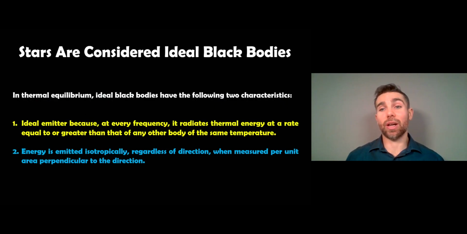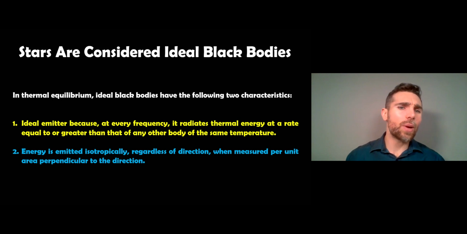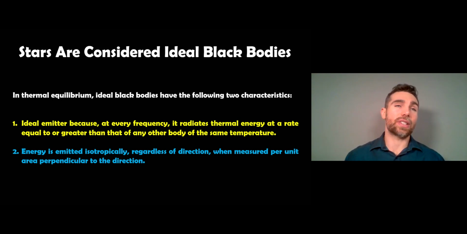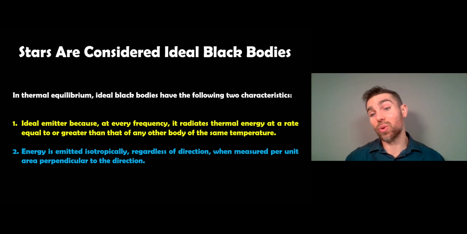So what do we mean by a black body? Well, stars are considered ideal black bodies. So they're in thermal equilibrium, and they would have the following two characteristics. If it's an ideal emitter, it's going to emit at every frequency, and it will radiate energy at a rate equal to any other body of the same temperature. Basically, if you've got two objects at the same temperature and they're both ideal black bodies, you'd get the same sort of spectrum, essentially.